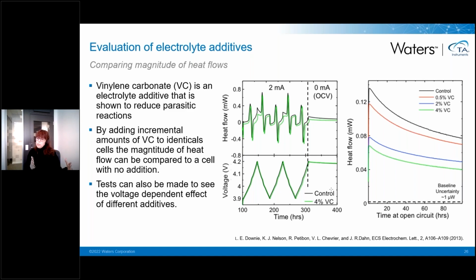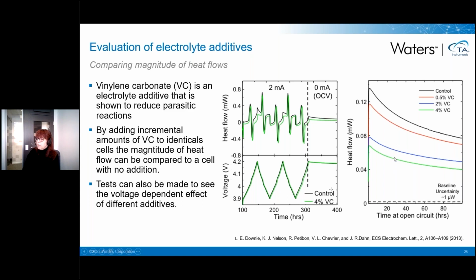Also, if it's cycled first and then left at open circuit conditions, the decay could also be followed over time. When you have no current passing through, what you will see is only the parasitic reactions. And again, it's quite a big difference between the control with no additives and the one with the most additive. It could then, as mentioned, be used to rank cells, rank different additives, and also choose how much additive is needed.